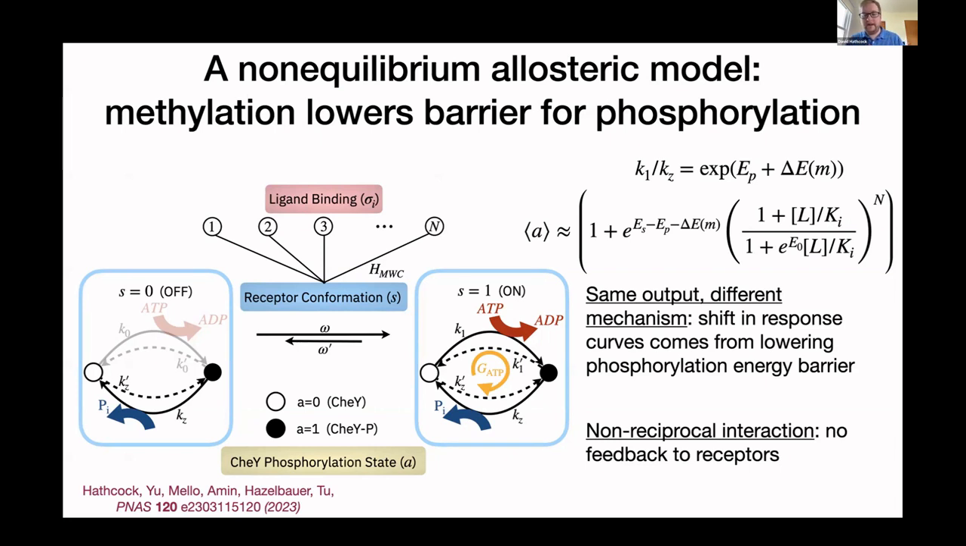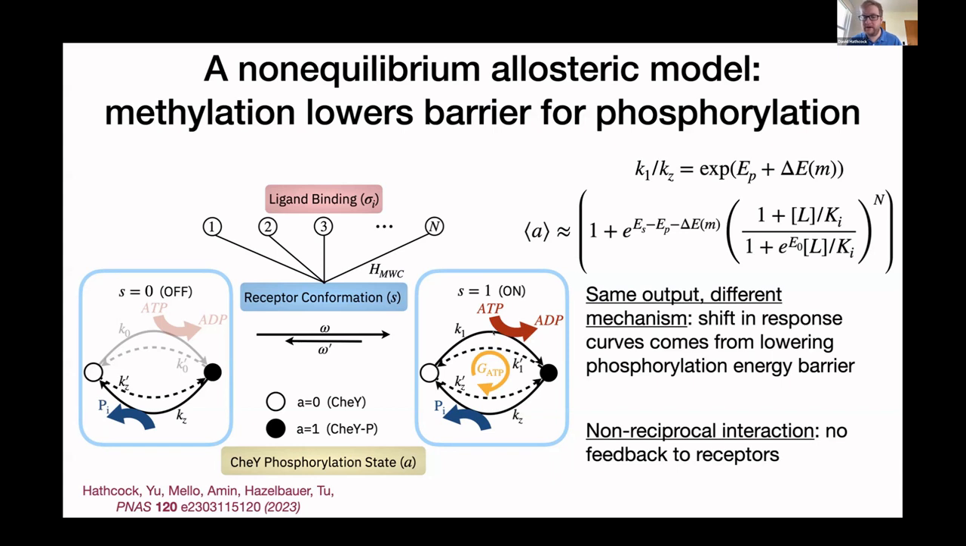We basically just added a layer to the MWC model that explicitly incorporates the dissipative phosphorylation-dephosphorylation cycle that we know is involved in this system. So we still have ligand binding degrees of freedom and receptor conformation or activity that controls on-off switching of this phosphorylation reaction. And the key new insight is that the role of methylation isn't to modify one of the energies in this MWC Hamiltonian, but rather it lowers the energy barrier for this phosphorylation reaction.